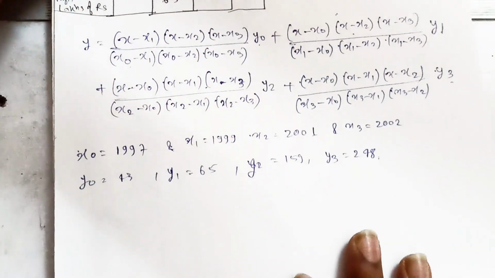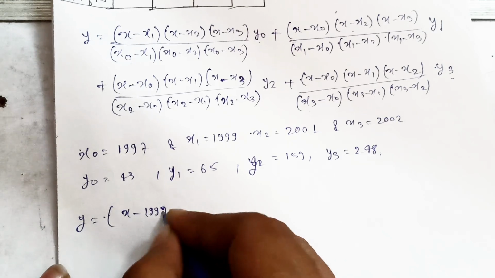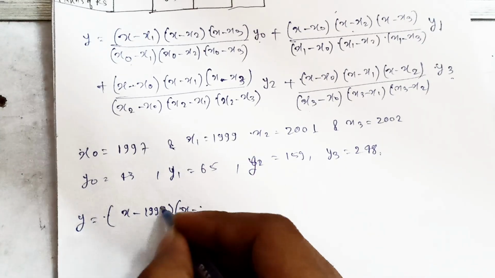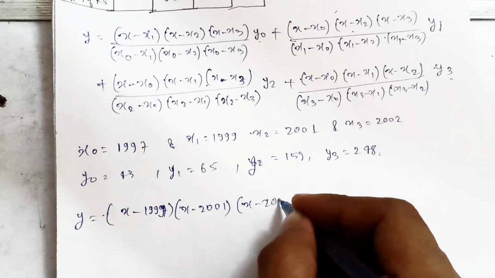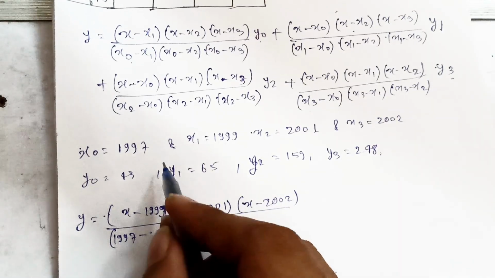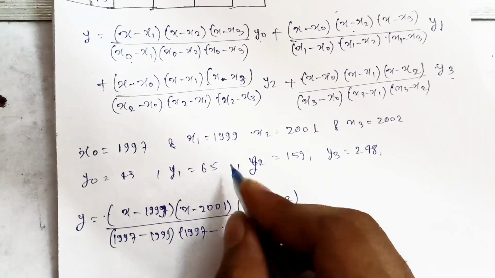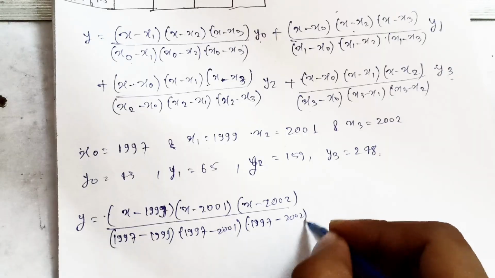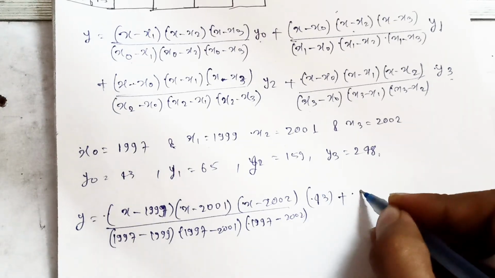Let's put them into the formula. The first term is y equals x minus 1997, into x minus x1, that is 1999, and x minus x2, which is 2001, then x minus x3, that is 2002, divided by 1997 minus 1999, then 1997 minus 2001, then 1997 minus 2002, multiplied by y naught, which is 43. Then addition.